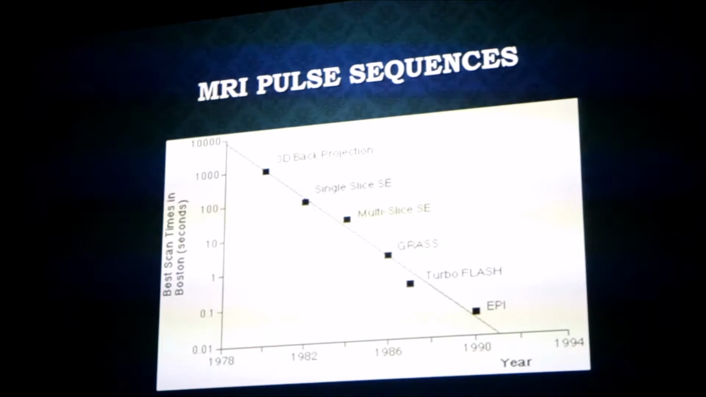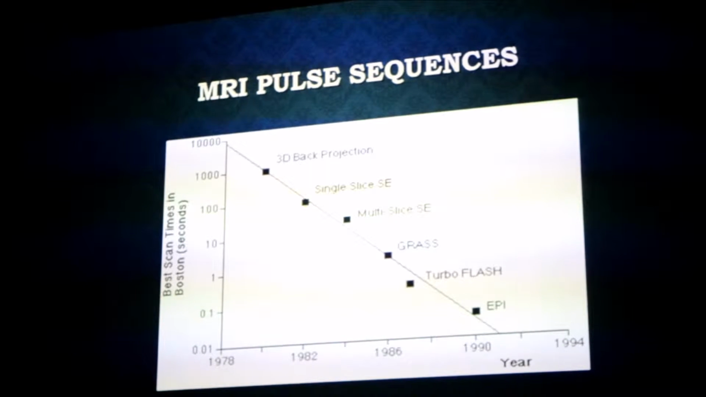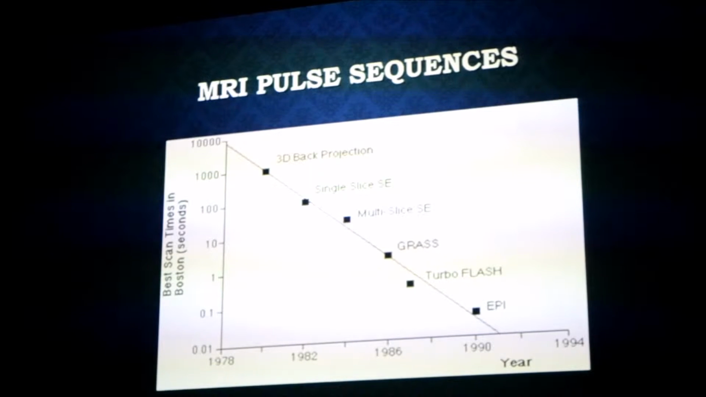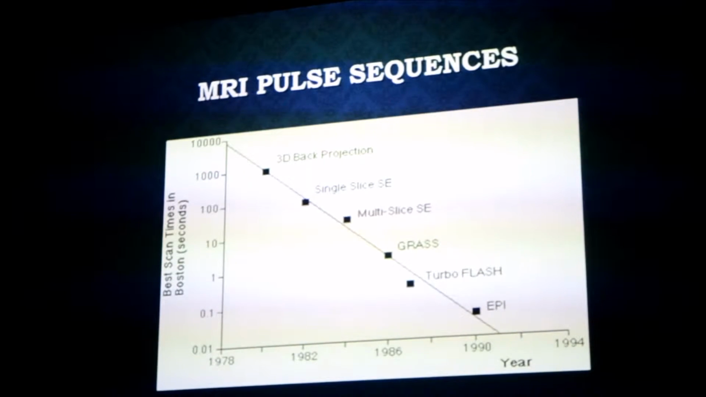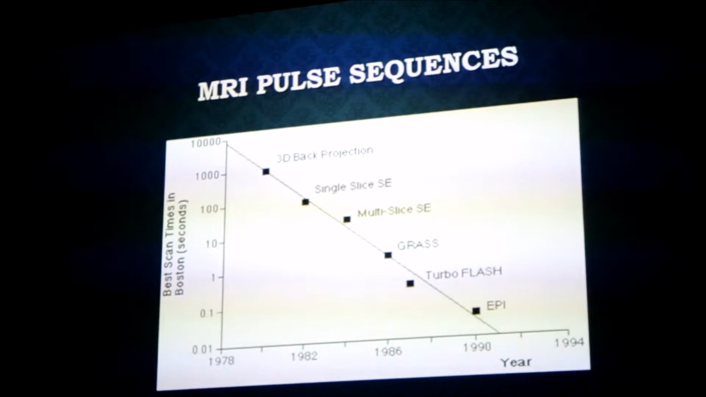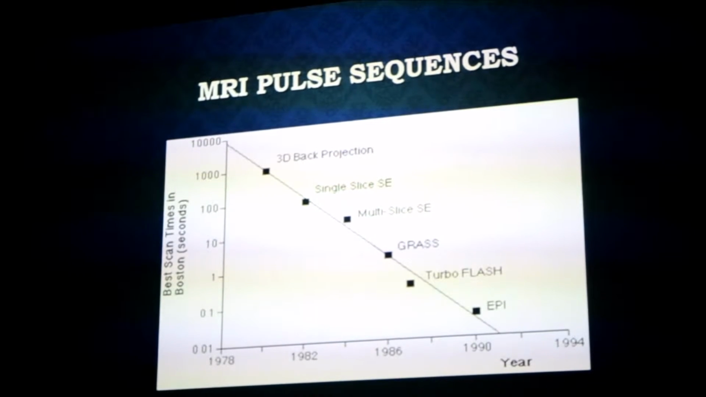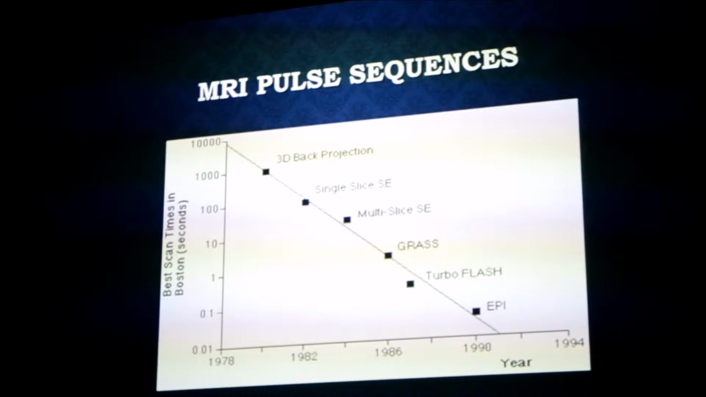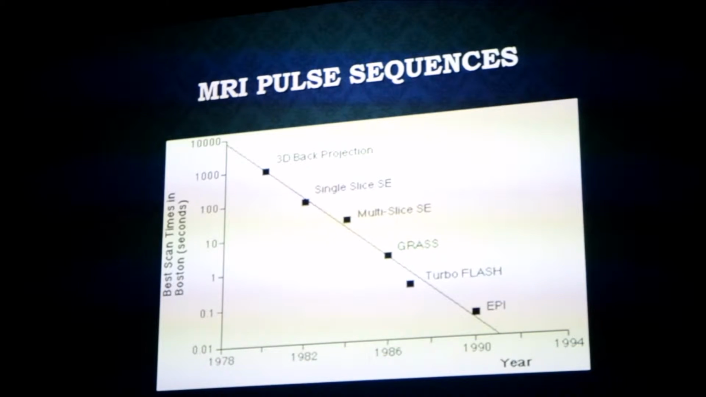Now, from the day we started to use MRI, we have wanted to acquire the images as fast as possible. So we moved from single slice to multiple slice, from GRASS to turbo spin echo, and now we have the fastest imaging technique known as EPI.